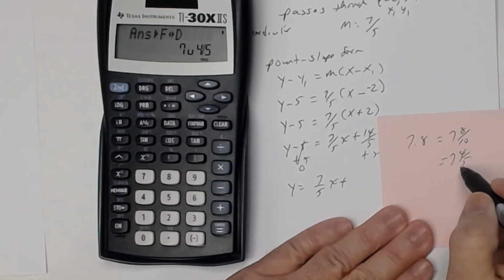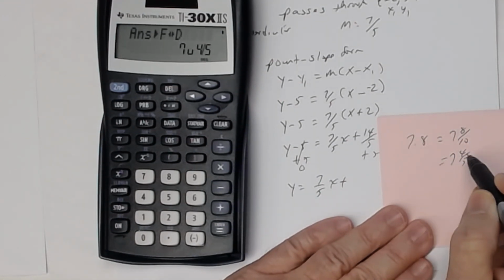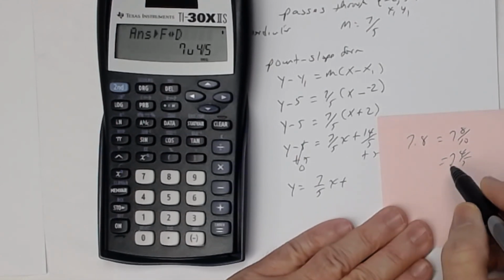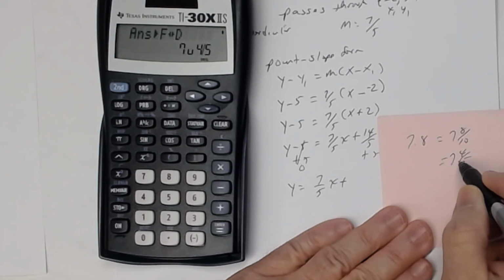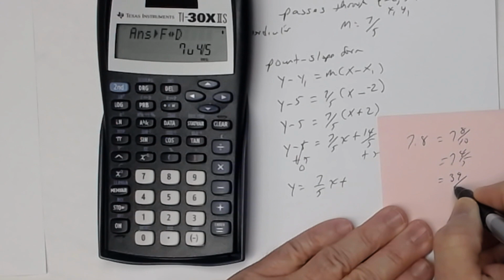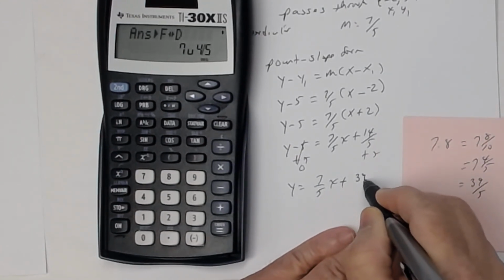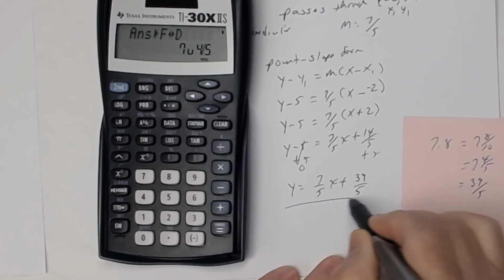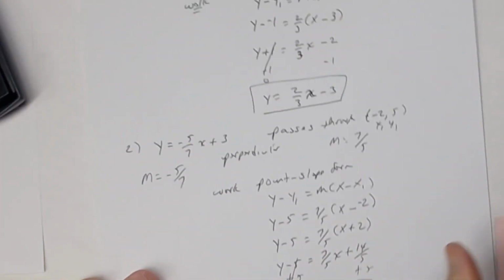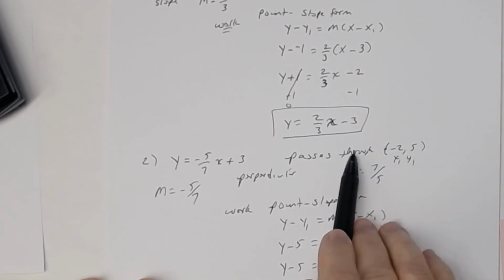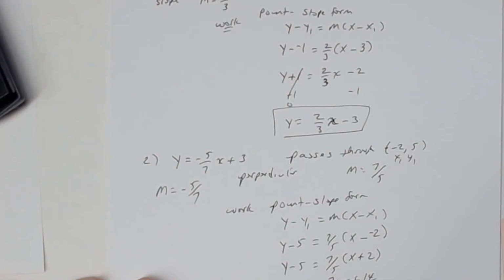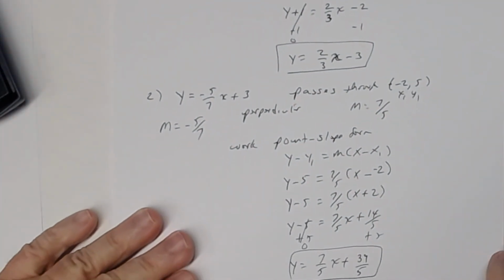All right, but you gotta rewrite this as an improper fraction to keep it consistent here. So 5 times 7 is 35, and then 35 plus 4 is 39. So you get 39 fifths. And that is it. So that is the equation of the line. The equation of the line that contains this point and is perpendicular to this line.